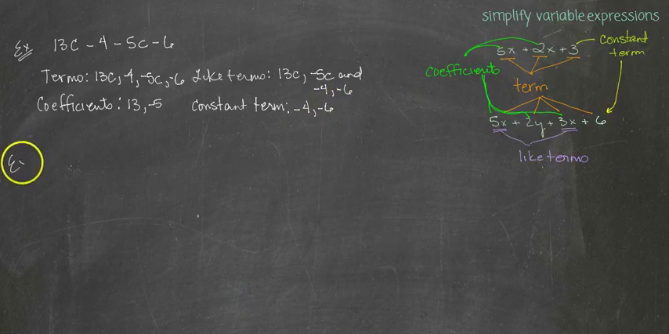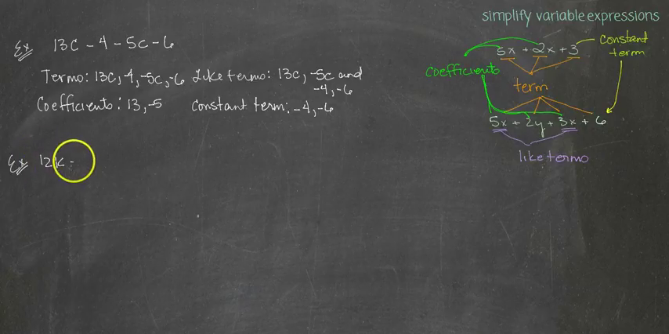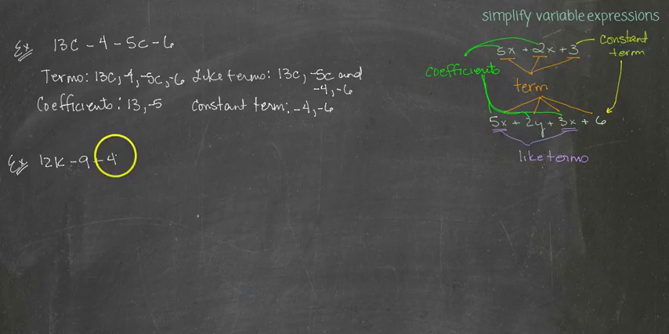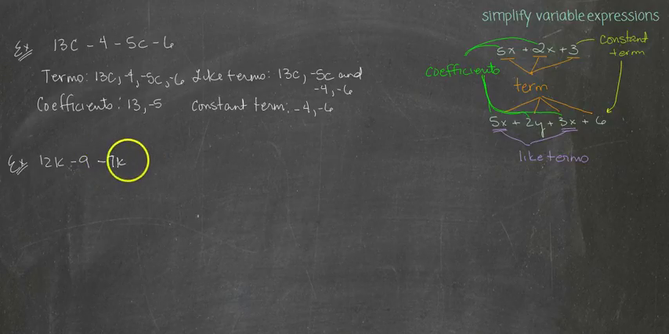Now let's do an example where we evaluate an expression or simplify an expression using all of our new properties and all of the information we had before we came in. We have 12k minus 9 plus, excuse me, looking at two problems here, 4k minus 9 minus 7k plus 20.